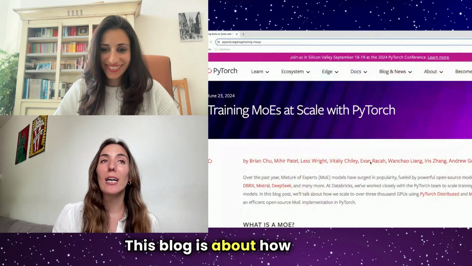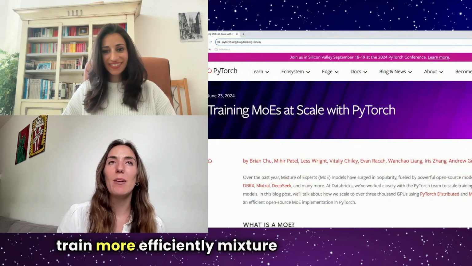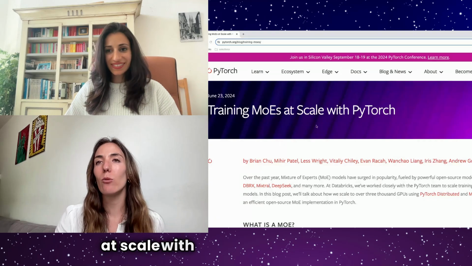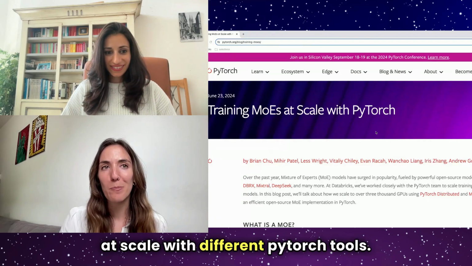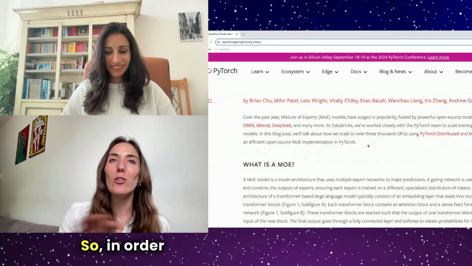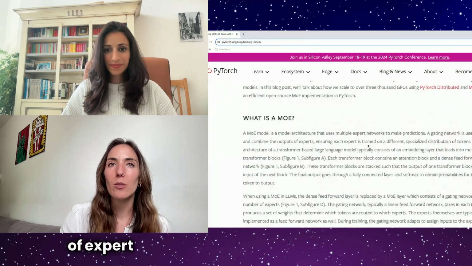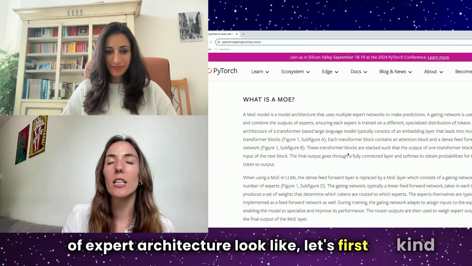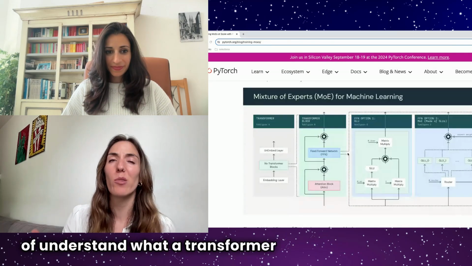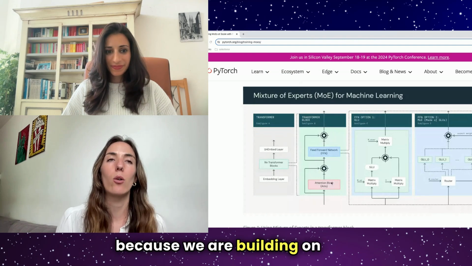This blog is about how we can train mixture of experts models more efficiently at scale with different PyTorch tools. In order to understand what a mixture of experts architecture looks like, let's first understand what a transformer architecture looks like, because we are building on this.